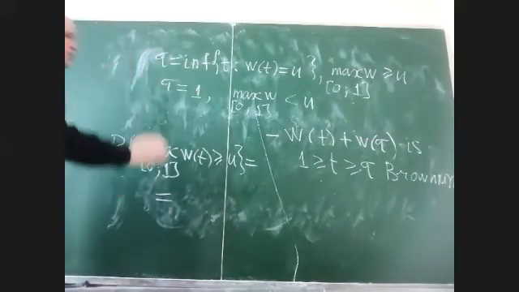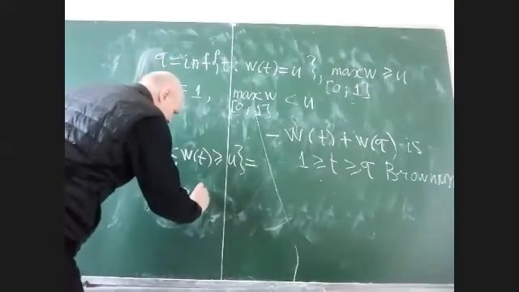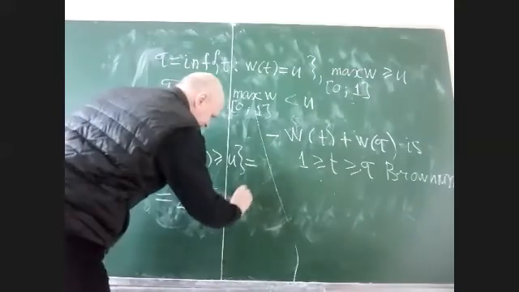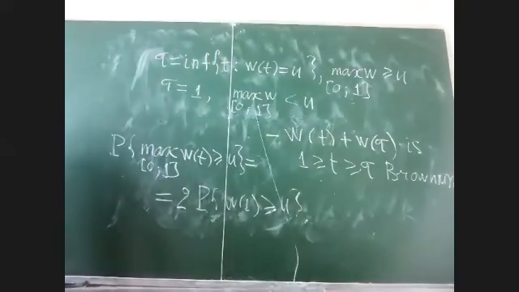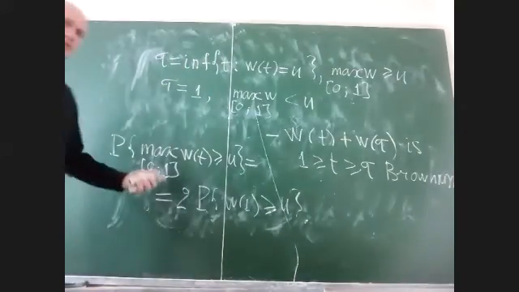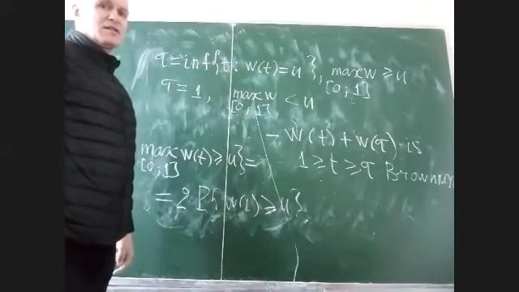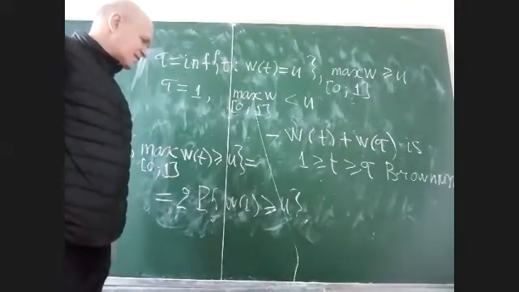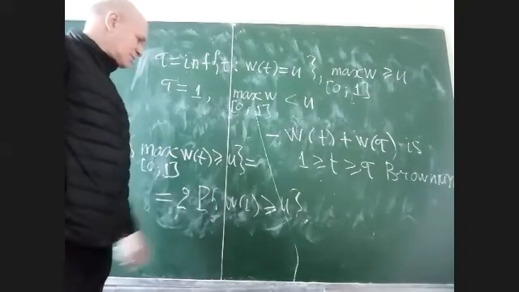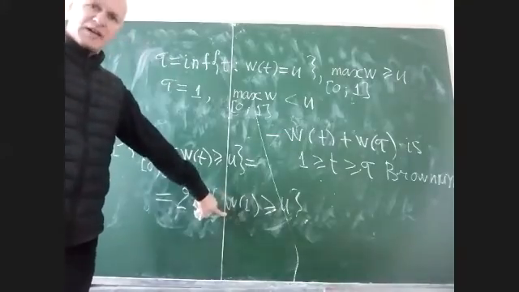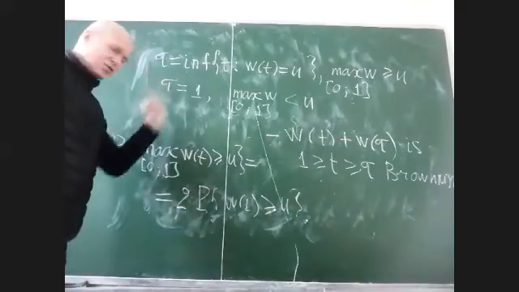Finally, we understand that the probability that our maximum is greater than U is equal to two times the probability, because of the symmetry, that W1 is greater than U. So we find the distribution of the maximum of the Wiener process on the interval 0, 1. This is 2 multiplied by the probability of the final point. This is the reflection principle which we noted.